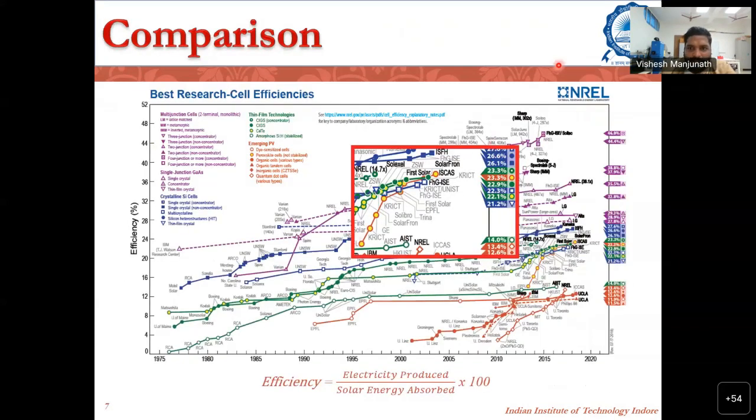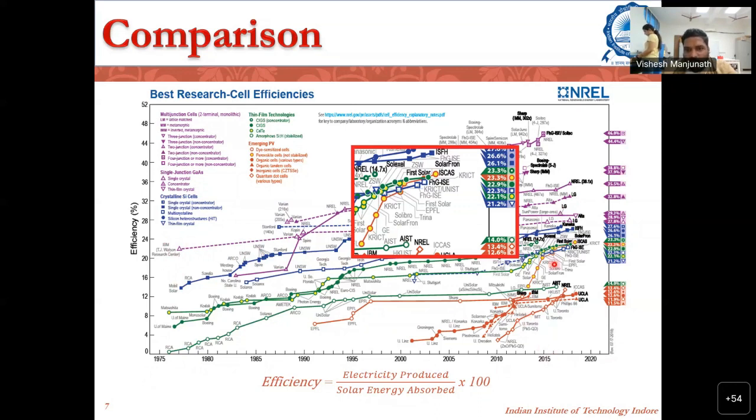So this is the NREL chart. NREL is a laboratory in the US. These people maintain a chart to see how solar cells have evolved over time. We have different kinds of cells: two junction cells, single junction cells, crystalline silicon cells, thin film technology, emerging photovoltaics, everything. The silicon cell started somewhere around 1977 at Bell Laboratories in the US, and to reach an efficiency of around 25 to 26%, it has taken more than 35, 40 years.